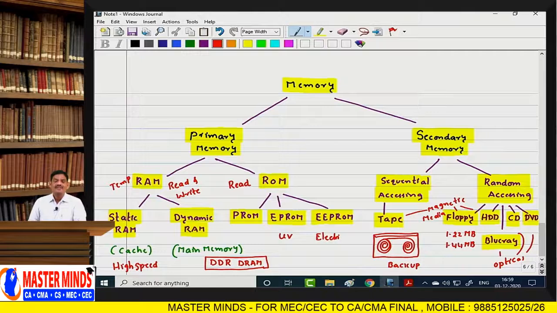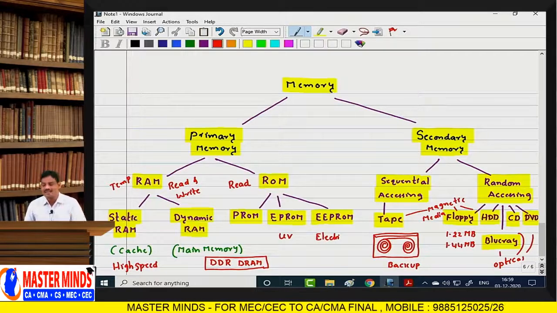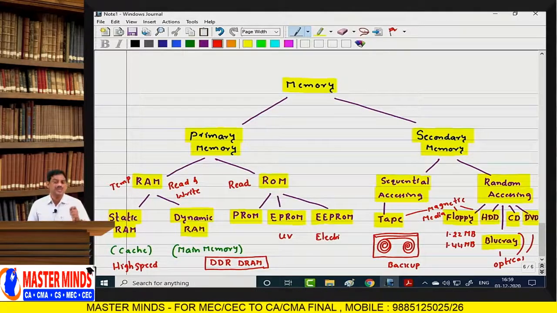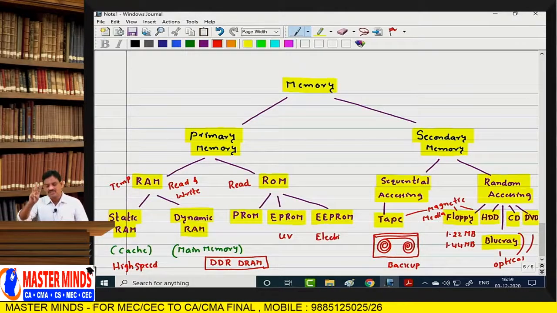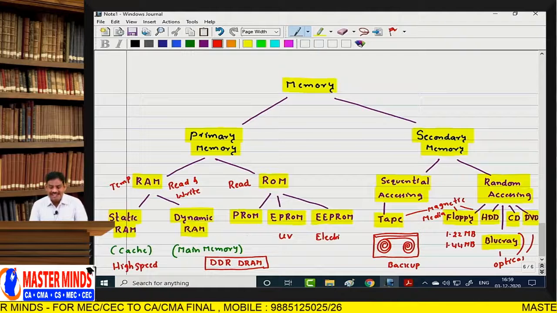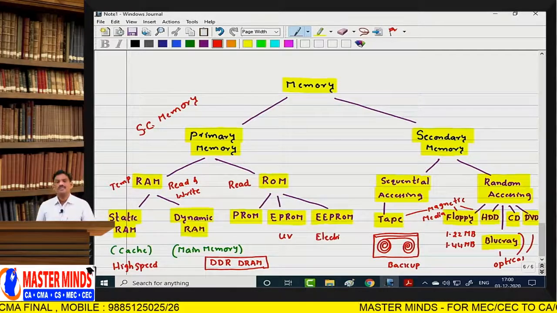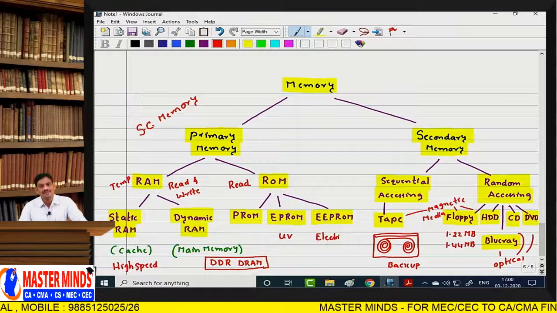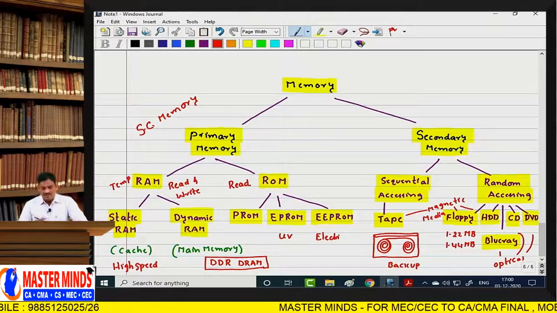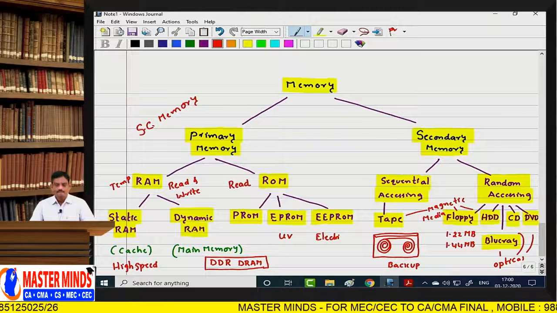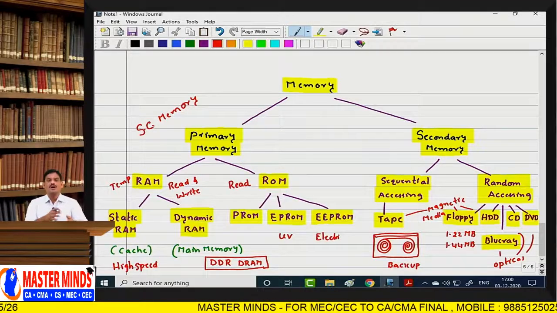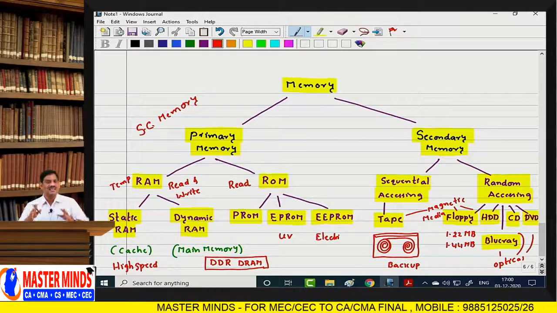Nowadays, DDR, double data rate dynamic memory, is used as main memory, and static RAM can be used as cache memory. There are three forms of ROMs: PROM, erasable programmable read-only memory, and EPROM. All these components come under semiconductor memories. Tomorrow we will see what secondary memory is, how secondary memory works, and the various partitions in it.